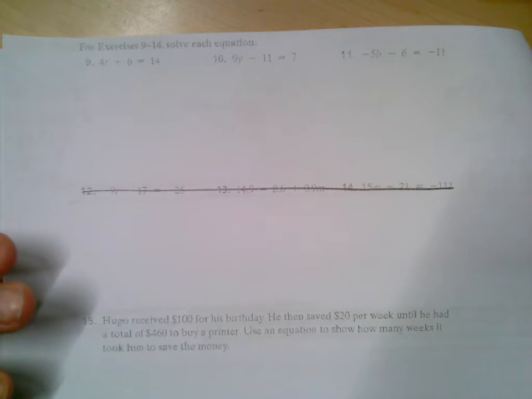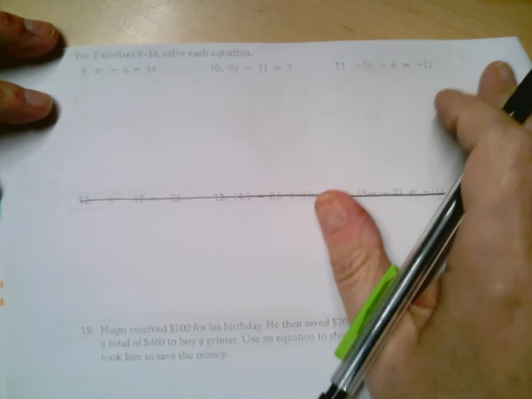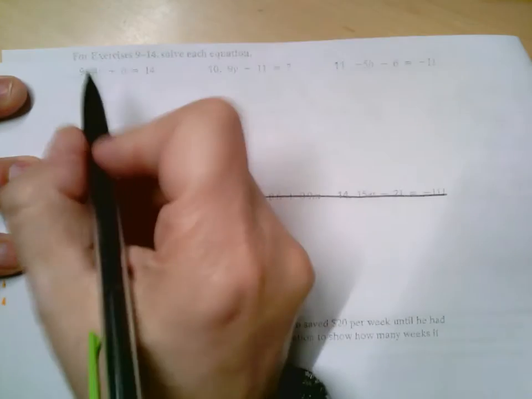Hey guys, page 10. Here we go. For exercises 9 through 14, solve each equation. Okay, here we're given 4r plus 6 equals 14.